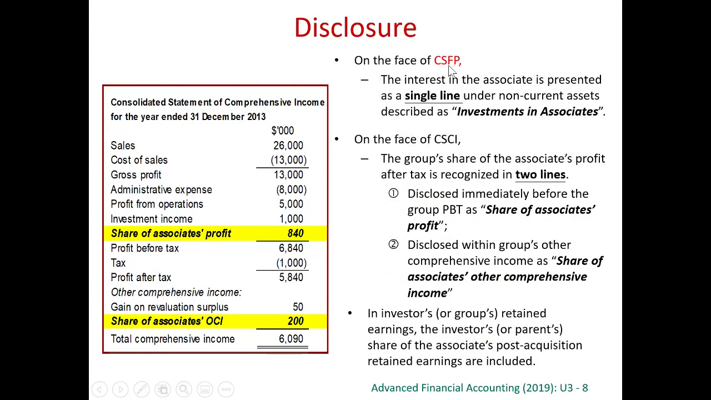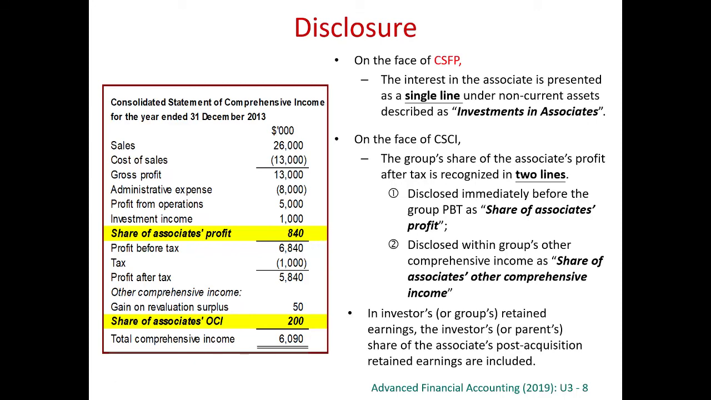So in the consolidated statement of financial position, investment in associate will be treated as a single item under non-current asset. It is a non-current asset. But on the face of the consolidated statement of comprehensive income, we will separate the amount of the associate into two portions. One is the share of profit of associate. We will insert the share of profit of associate as the last line item before we total for the profit before tax. So this will be the last item.